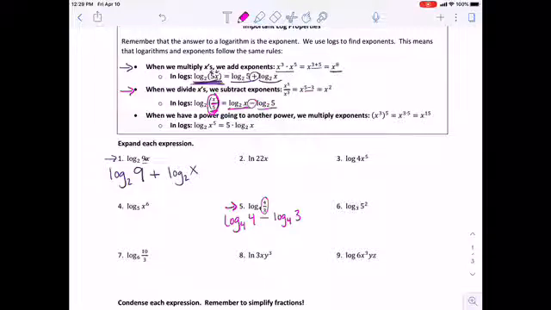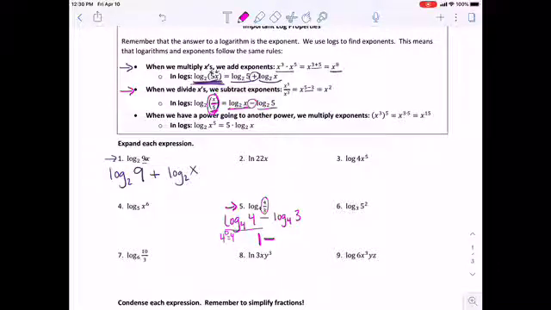Now we always like to simplify our logs as far as we can, and I notice that here I have the log base 4 of 4. So I'm going to think of this as 4 to the what power equals 4. Well, I know that 4 to the first power equals 4. So this log base 4 of 4 is actually the same thing as a 1. So I'm going to replace it with a 1.